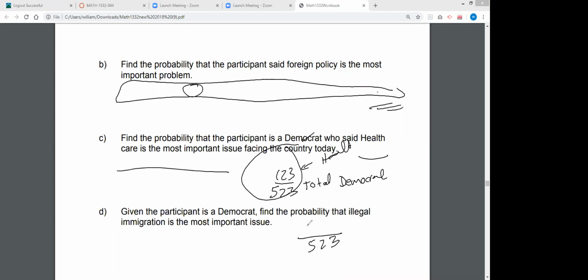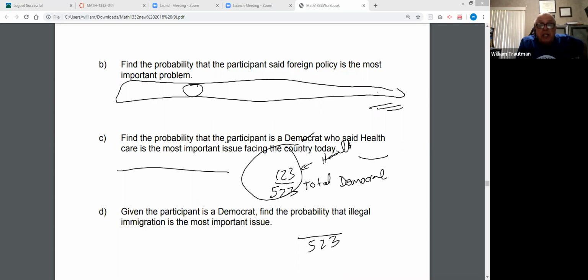Why wouldn't it be 123 out of the 1056 on C? Because it's the probability of one Democrat out of all of the people. No, it says find the probability that they're Democrats. So we're only looking at the Democrats. Only the Democrats are participating in this. And so this is the total, just the Democrats. The number of healthcare that the Democrats said was 123, and these are just the total of the Democrats, because it said that we're looking at only the Democrats.